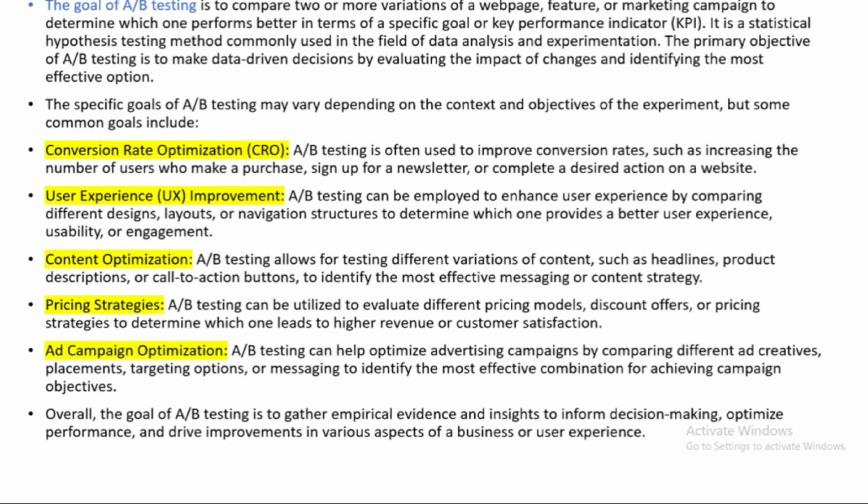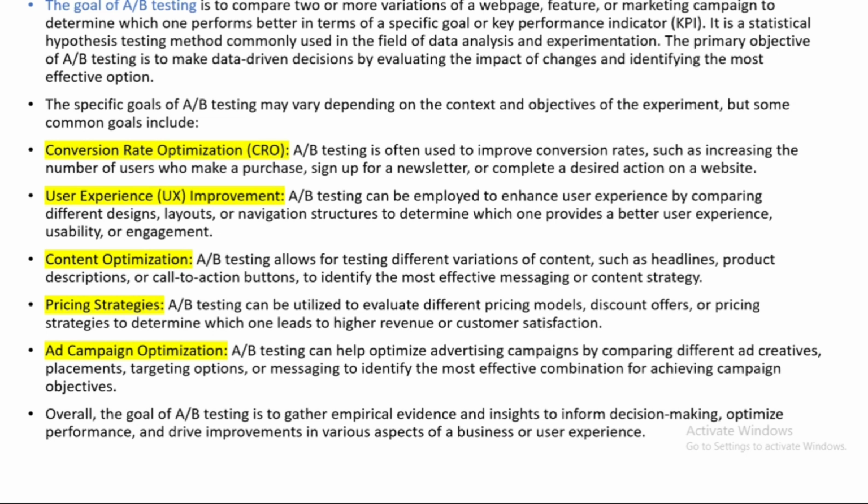User experience improvement. A/B testing can be employed to enhance user experience by comparing different designs, layouts, and navigation structures to determine which one provides a better user experience, usability, or engagement. Content optimization. A/B testing allows for testing different variations of content such as headlines, product descriptions, and call to action buttons to identify the most effective messaging or content strategy.